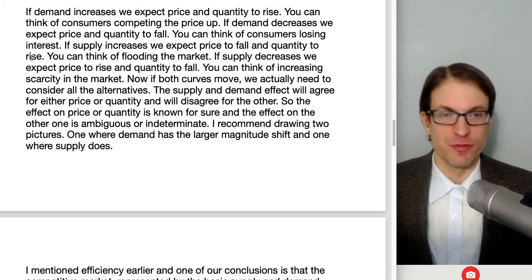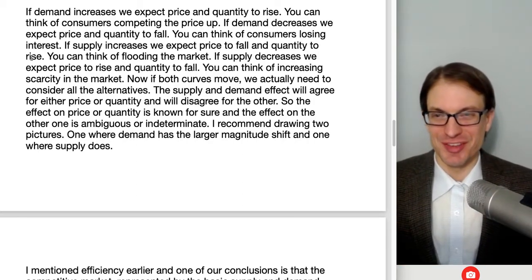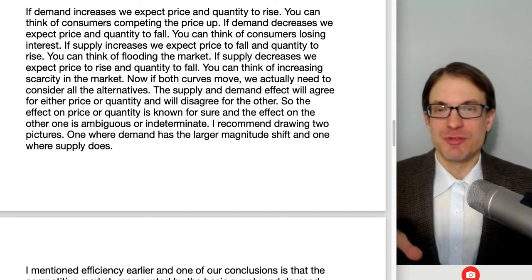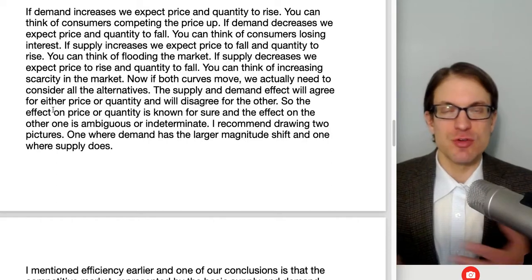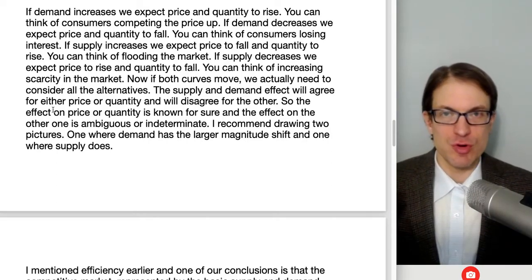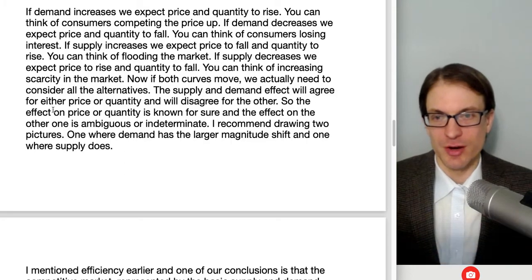If supply increases, we expect price to fall and quantity to rise. I think of this as flooding the market. Now there's just an abundance of the goods, so the price falls. If supply decreases, we expect price to rise and quantity to fall. We think of this as increasing scarcity. Whatever this thing is, it's increasingly rare, so the price has to rise and the quantity has fallen.